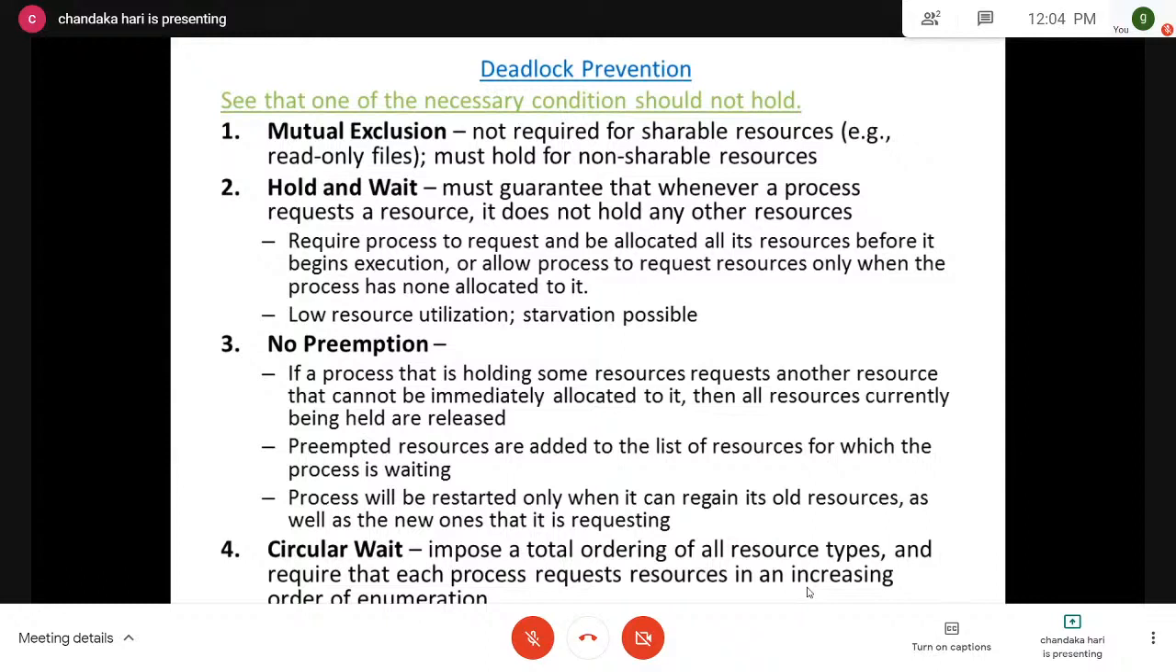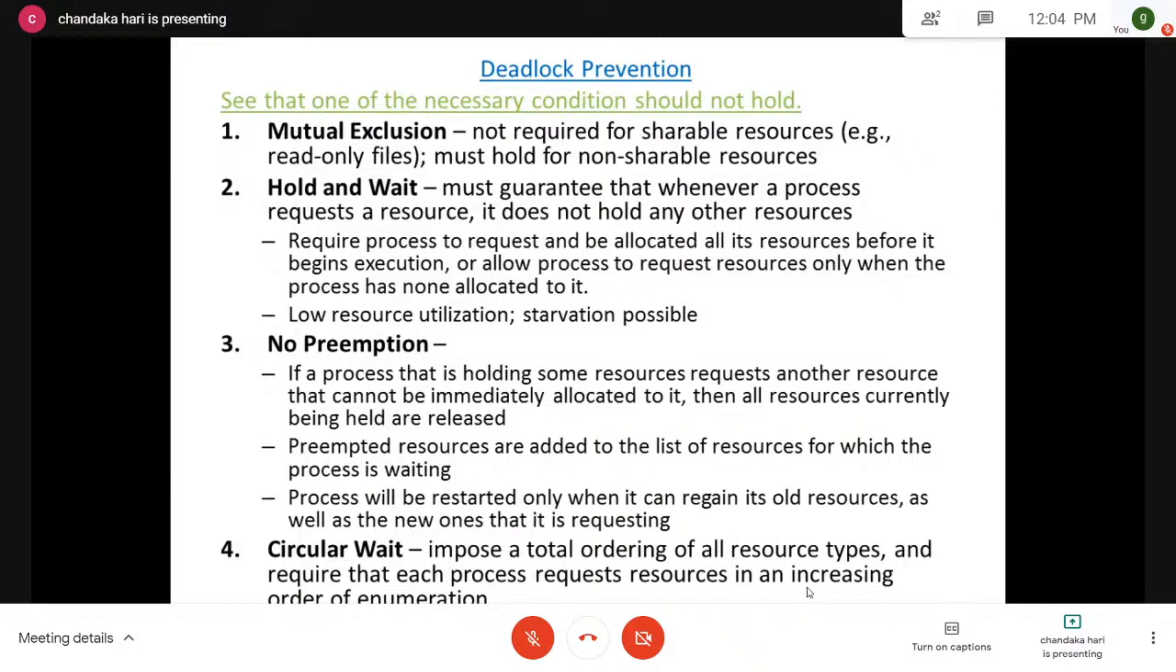Let us take an example. There are two processes running, P1 and P2. In my computer system, there are two resources, tape drive and printer. In order to execute process P1, it requires tape drive and printer. In order to execute process P2, it also requires tape drive and printer. Process P1 is holding tape drive, waiting for printer. Process P2 is holding the printer and waiting for tape drive.